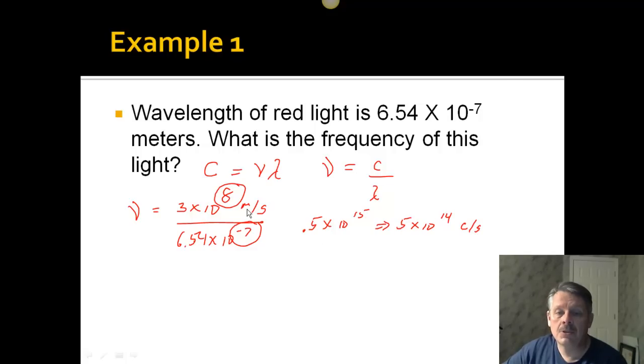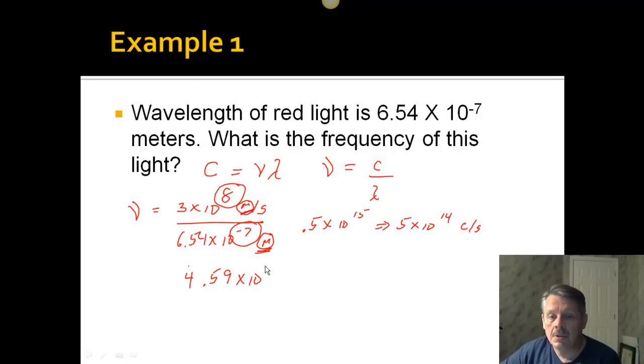Now, the first thing I want you to notice is that this is in meters per second, and your wavelength is in meters. So I have to make sure that my units match. Those are both meters. So my answer is going to be about 5 times 10 to the 14th. Well, if I plug the 3 divided by the 6.54 in, and I actually come up with a number, it's going to be 4.59 times 10 to the 14th. So I do this because I always estimate my answers first to make sure that what I come up with in my calculator is correct. So that's my answer.